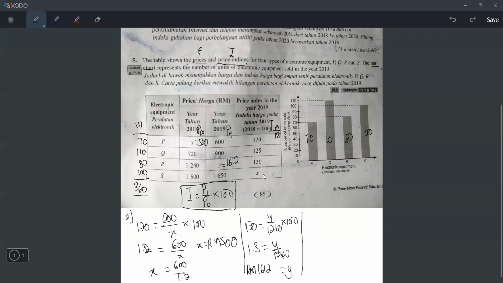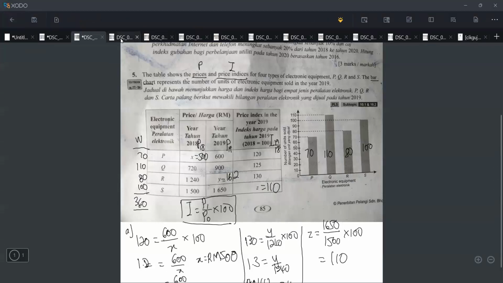So last one, Z. I just substitute into this formula. Substitute I, P1, P0. For I, I put Z. For P1, the price in the newer year, the 2019 one, 1650. And for 2018, substitute 1500, times 100. So I press 1650 divided by 1500 times 100. I get 110. Same answer, 110. So that's all, I finished A already.